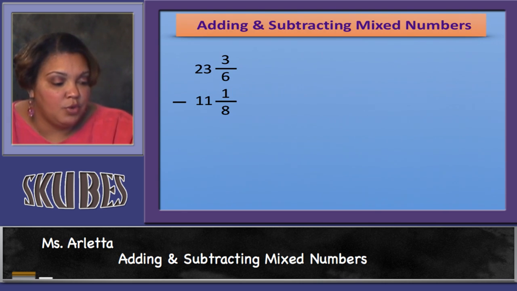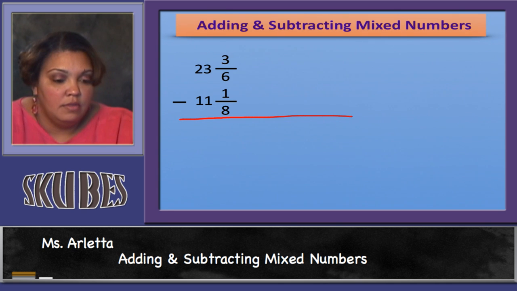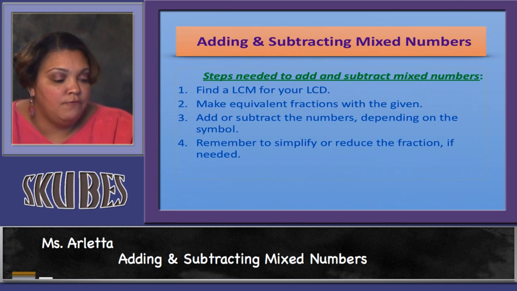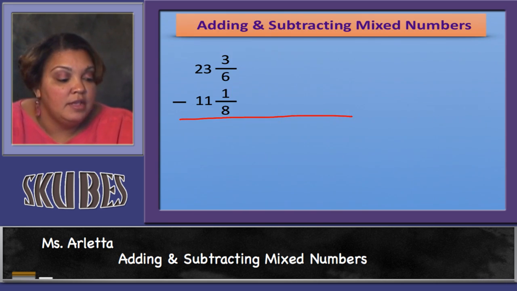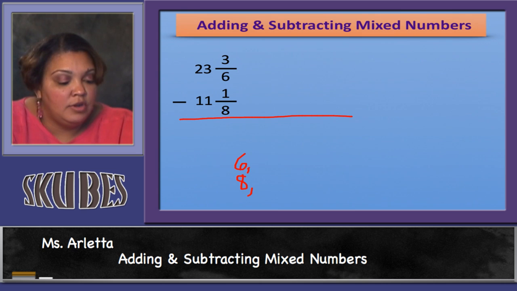Let's start with 23 and 3/6 minus 11 and 1/8. Remember, the first thing is to find your least common denominator. The way you're going to find that least common denominator is list your multiples of the denominators. And when you're listing your multiples, basically you're listing the answers to the multiplication of that number.